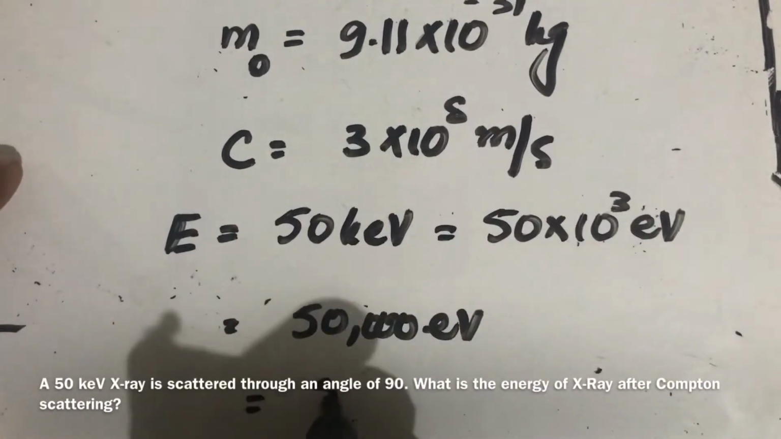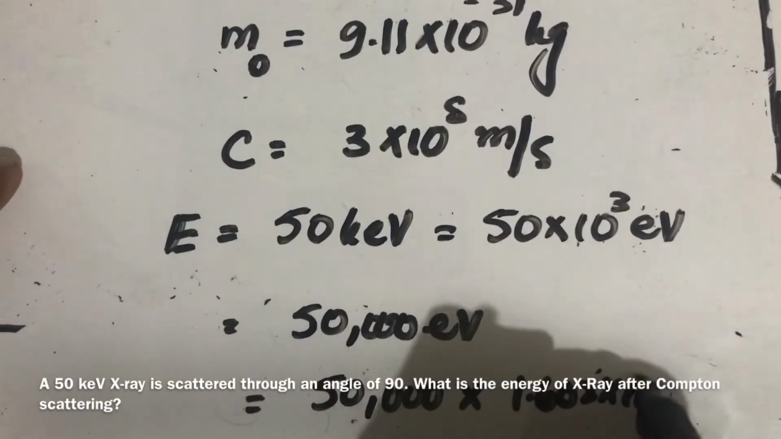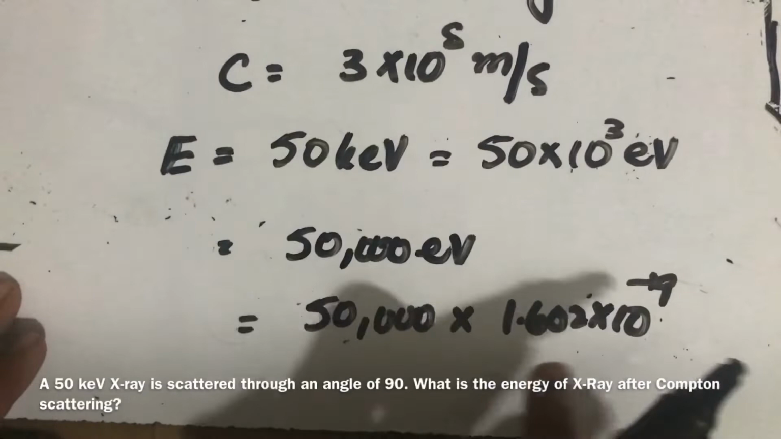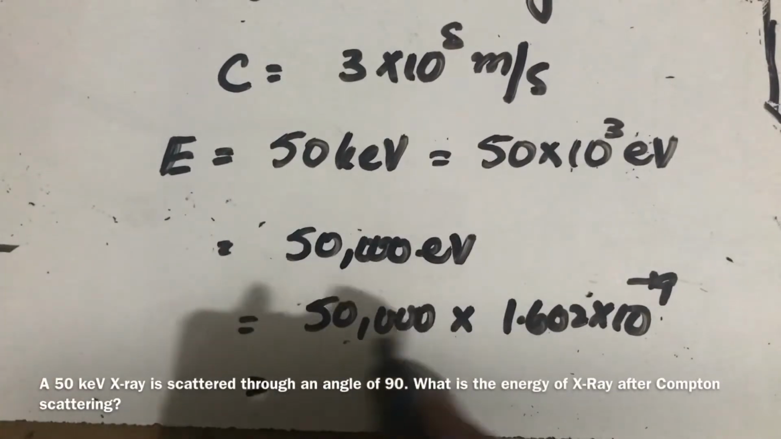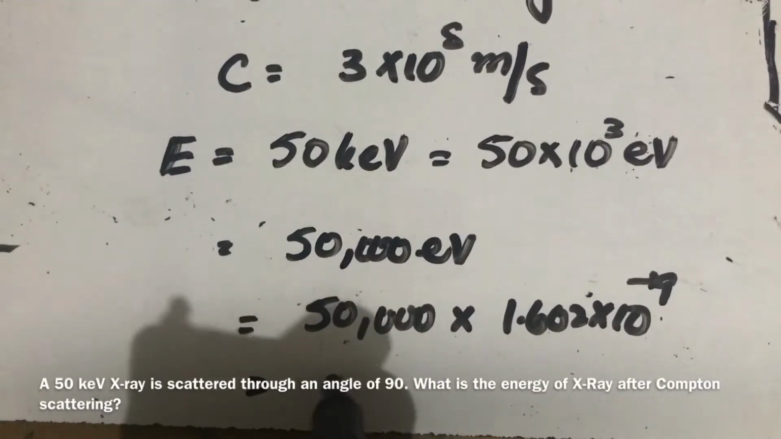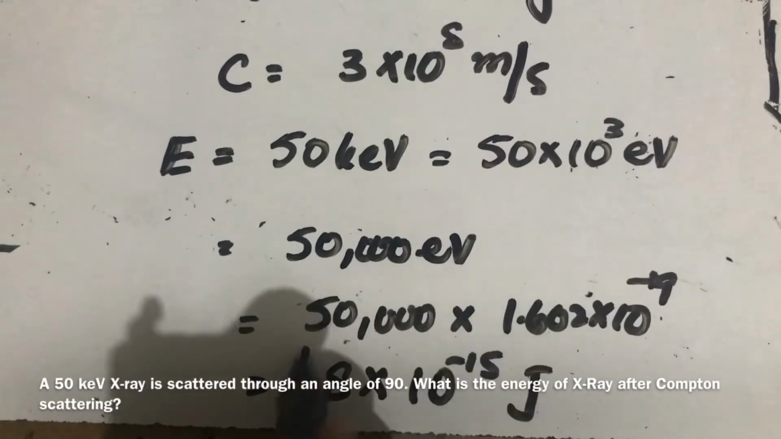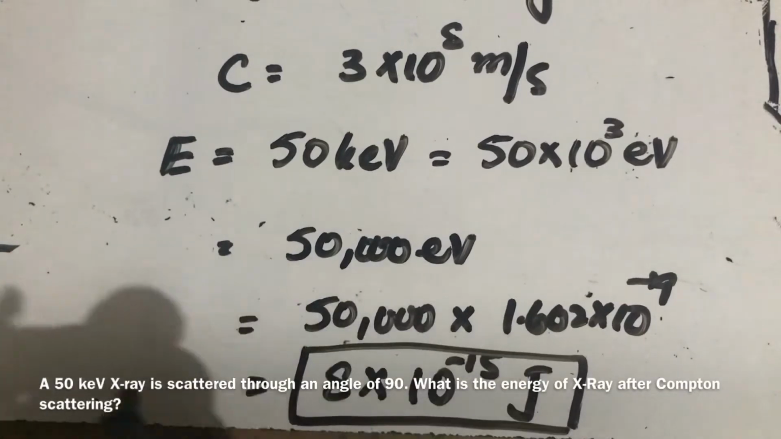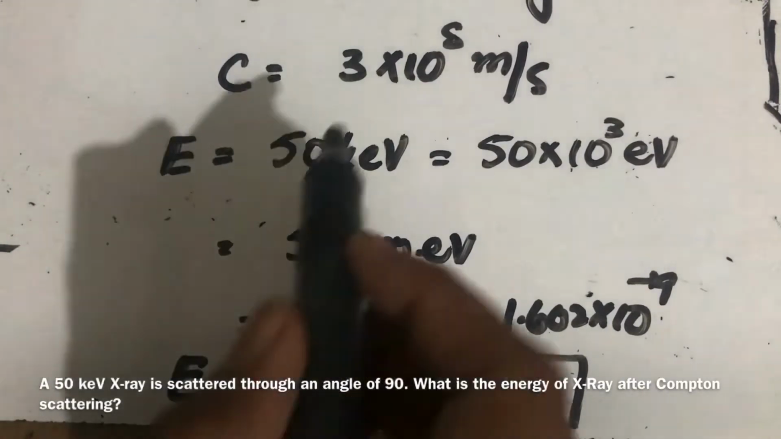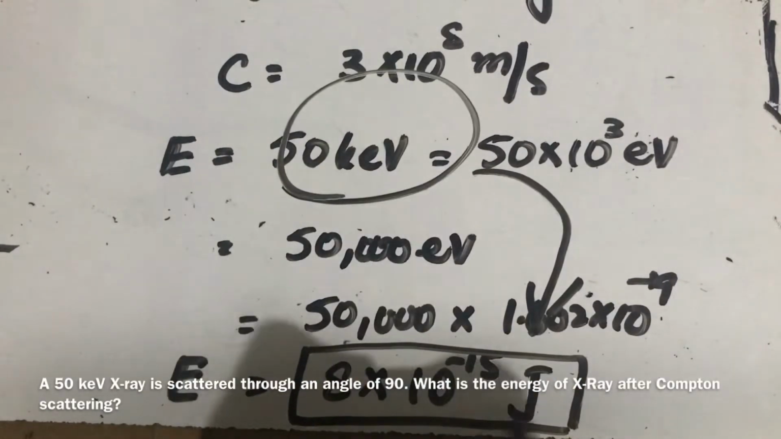You can just multiply the value of 50,000 with 1.602 × 10^-19. Multiply both values and you will get what? Do it yourself. So we will get 8 × 10^-15 joule. So this is the given energy in joule. We just converted 50 kilo electron volt into joule, which is 8 × 10^-15 joule.